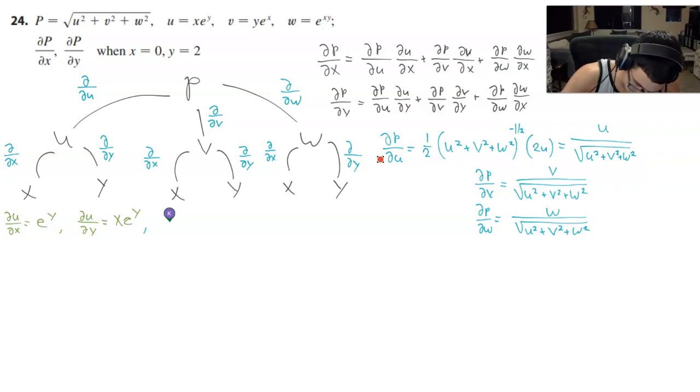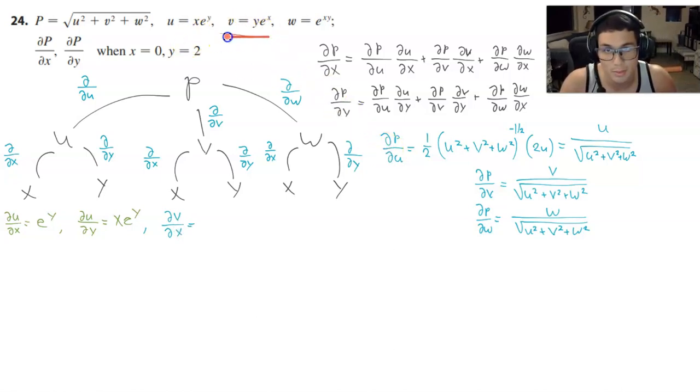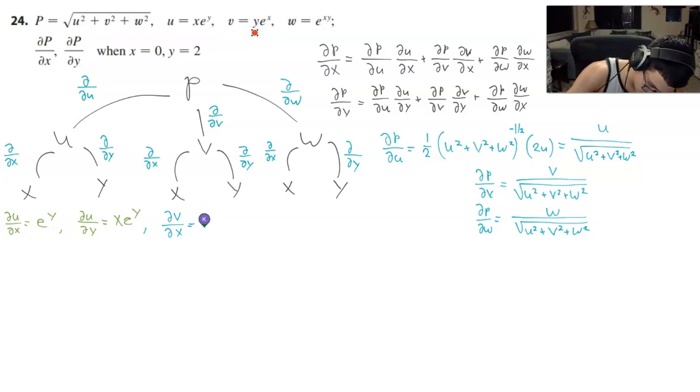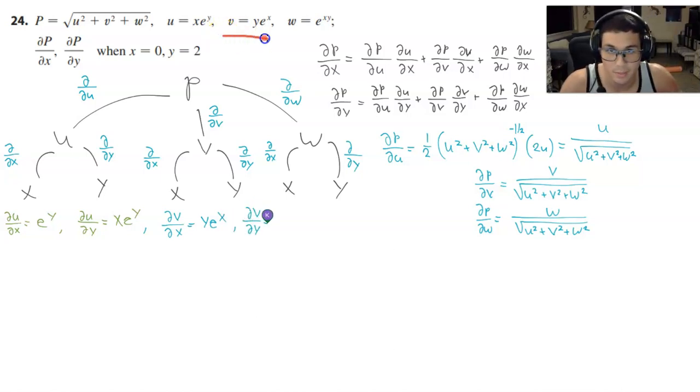So dv/dx. With respect to x, what is that? Just y e to the x. Okay, what else? Now we have to do dv/dy. Again, we're just going to take this derivative with respect to y. Well, just e to the x.